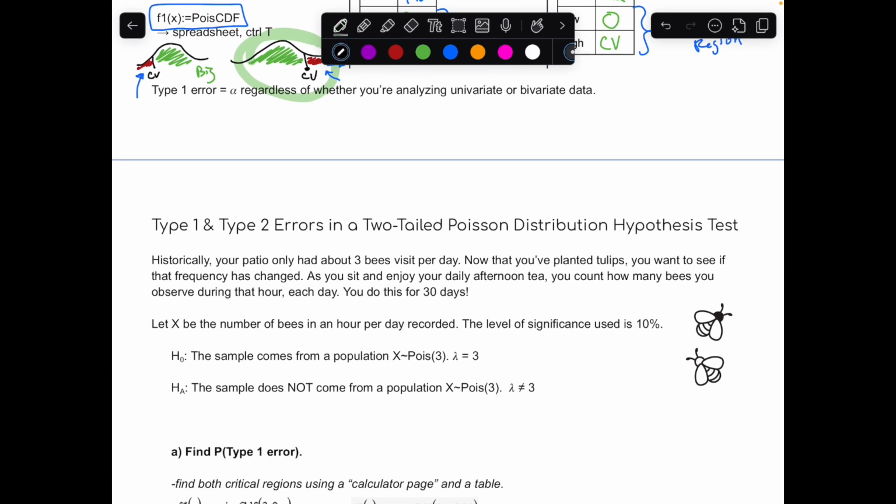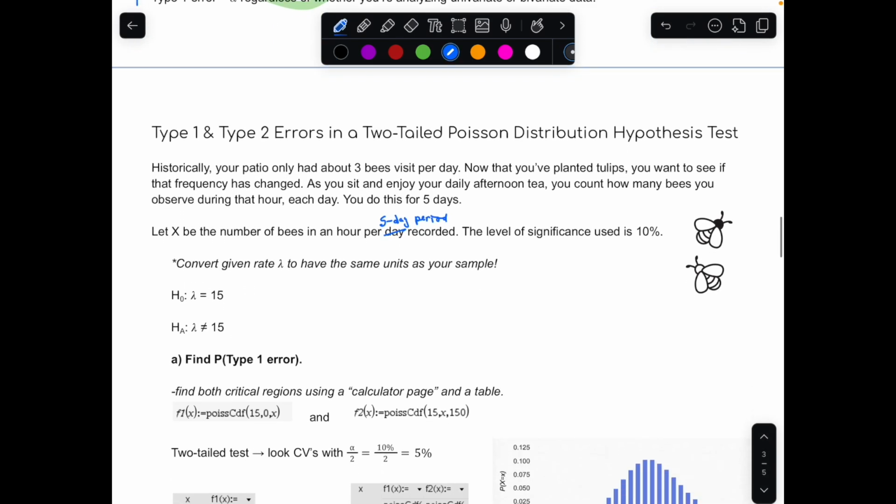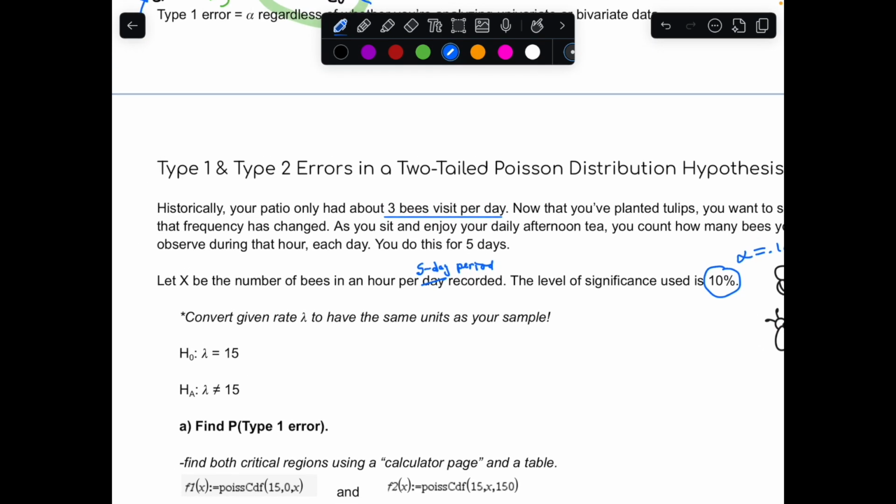Let's look at an example. Historically, your patio had only about 3 bees visit per day. Now that you've planted tulips, you want to see if that frequency has changed. As you sit and enjoy your daily afternoon tea, you count how many bees you observe during that hour each day, and you do that for 5 days. Let X be the number of bees seen in an hour over the 5-day period, and the level of significance used is 10%, which means your alpha is going to be 0.10.